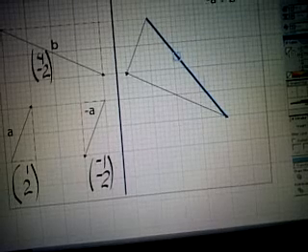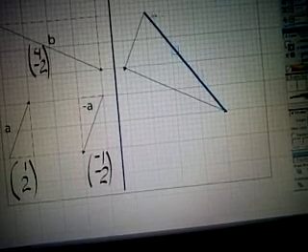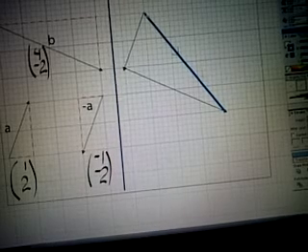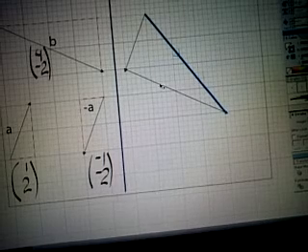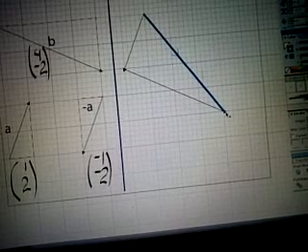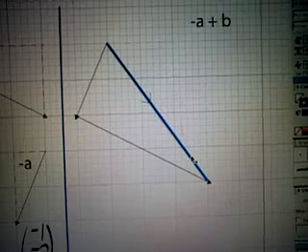So, what is the direction we're heading in? Well, we started at this point, we moved along this vector, then here, and we ended at this point. So our arrow must be facing in this direction. This is negative A plus B.